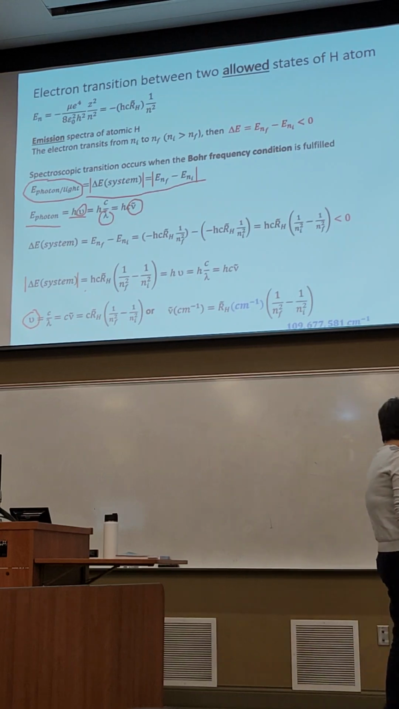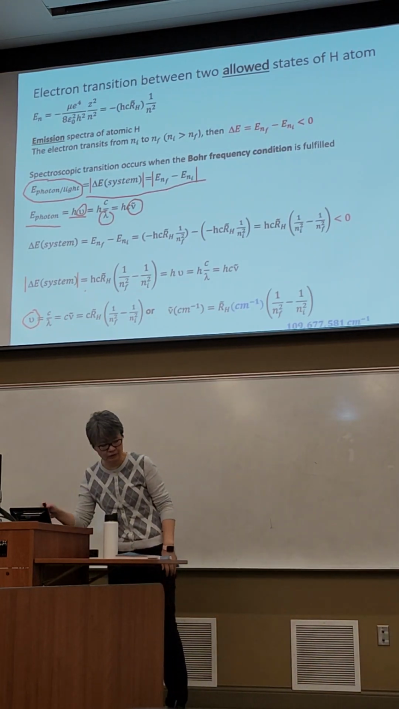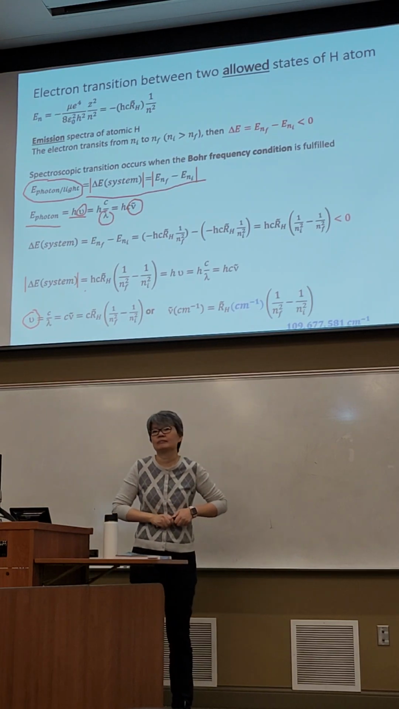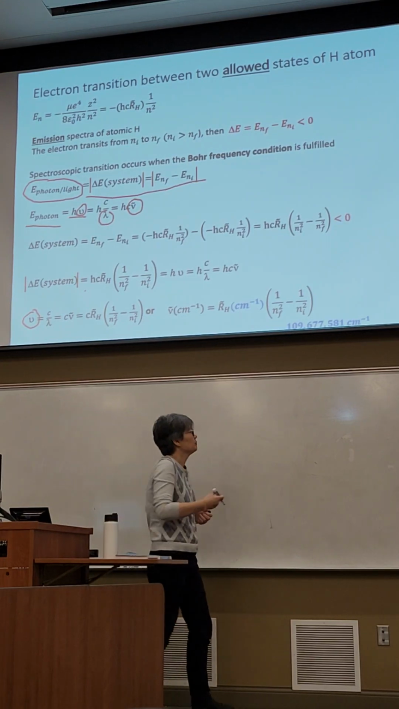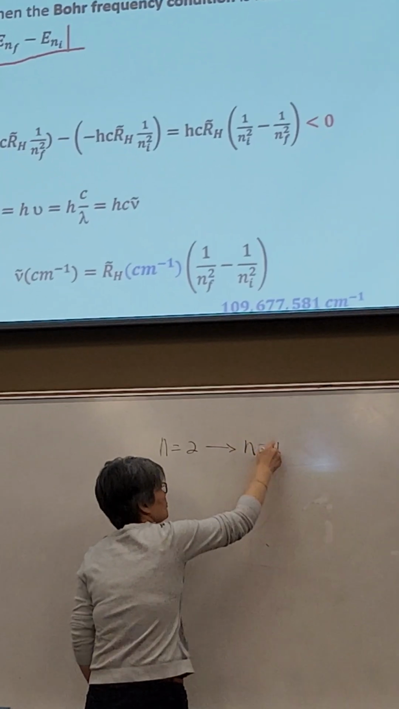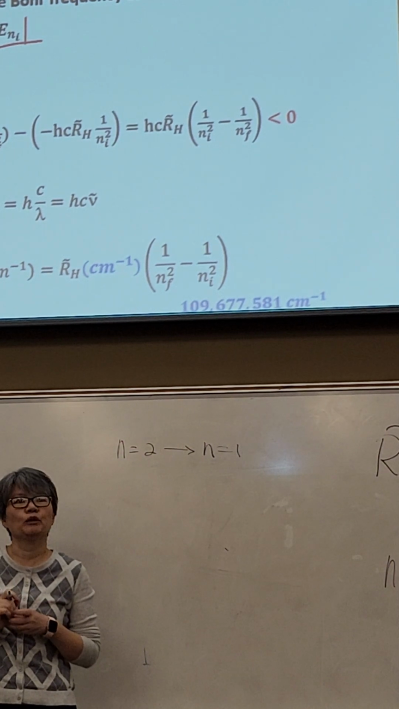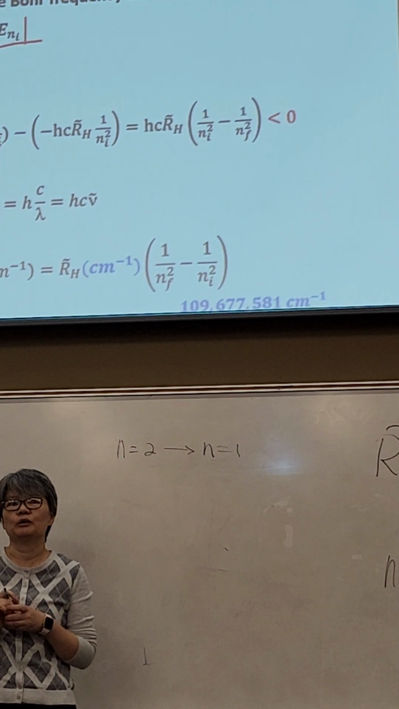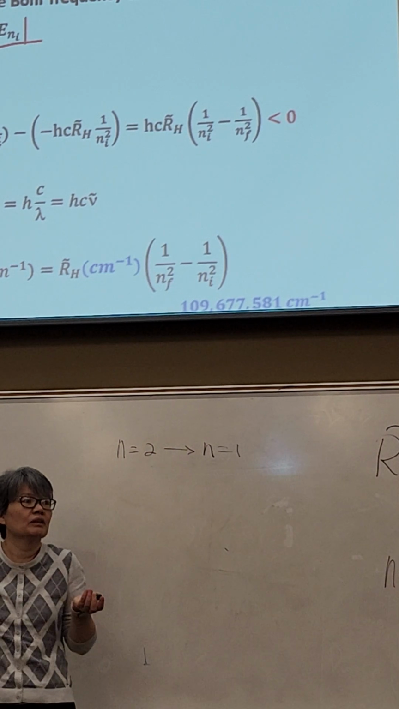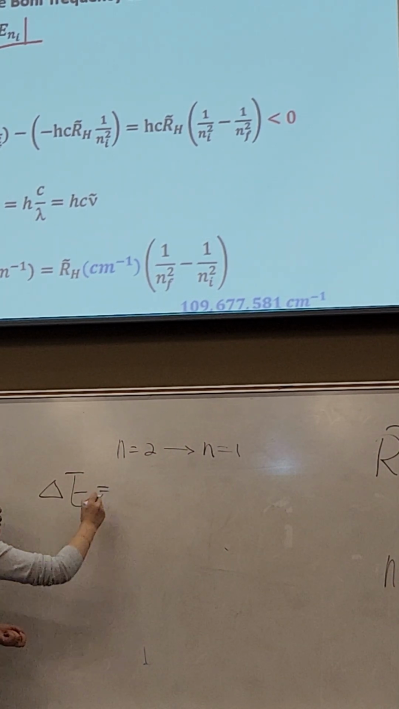Okay, now let's do an example. What kind of transition would you like to have? How about this? Can we transit from n equal to 2 to n equal to 1? We can do that, right? Alright, now let's calculate the delta E. What will be the delta E?